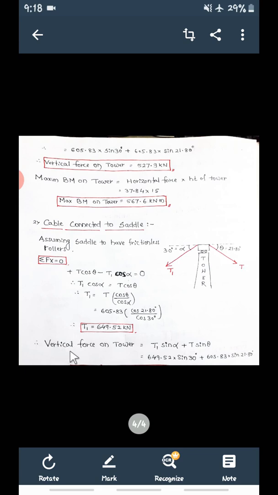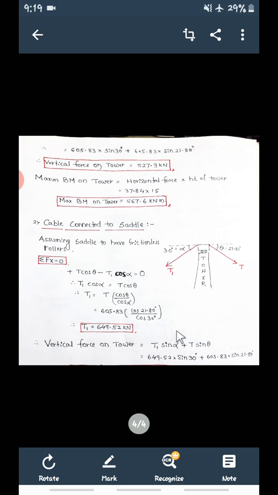Therefore, what is the vertical force on the tower now? Again resolve these two forces vertically. Both are acting in the same direction, so we add these two vertical components. So T1 sin alpha, plus T sin theta. If you add these two, we get the vertical force on the tower.